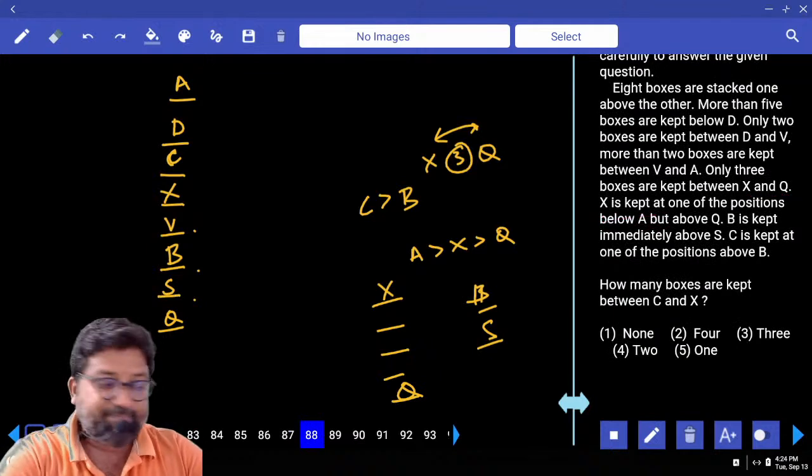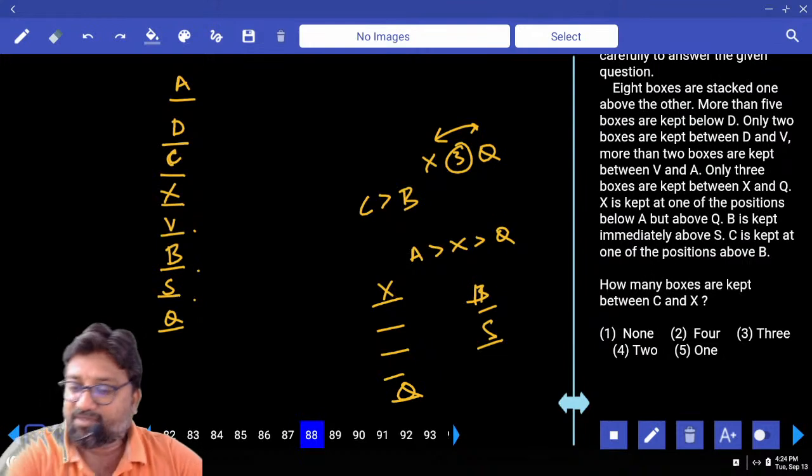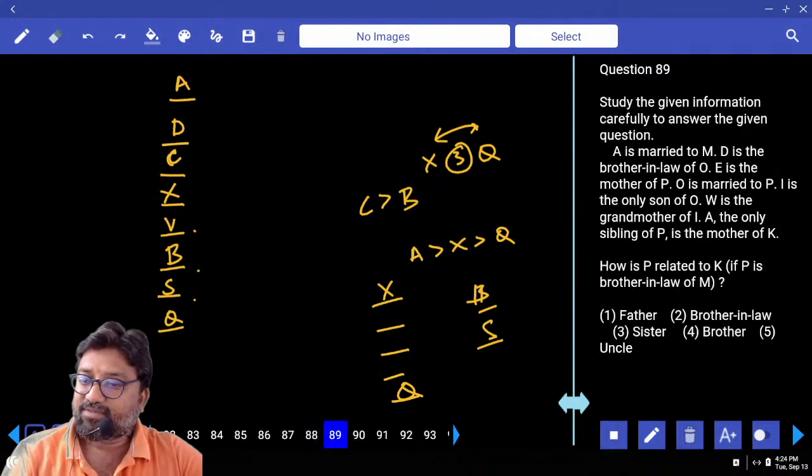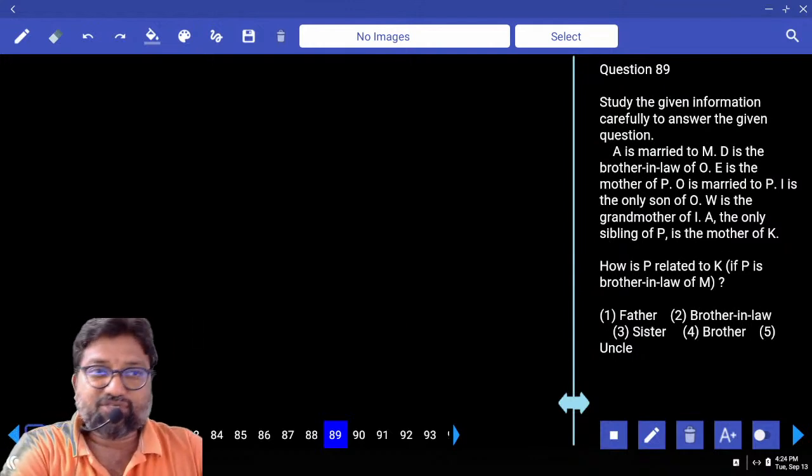How many boxes are kept between C and X? No box. Now this is on blood relation. Let's see the question on blood relation.